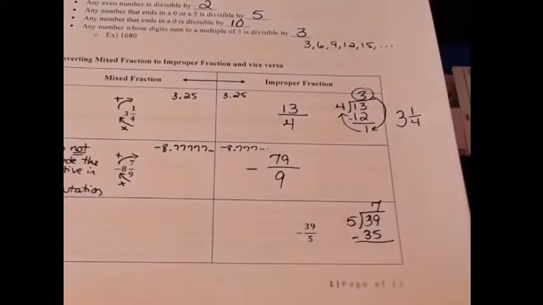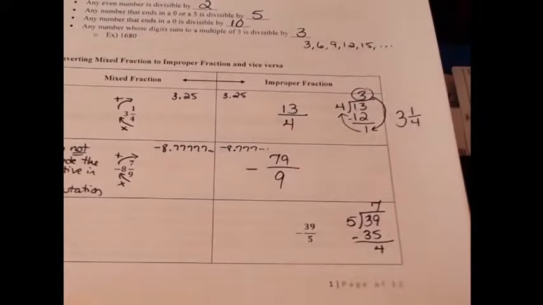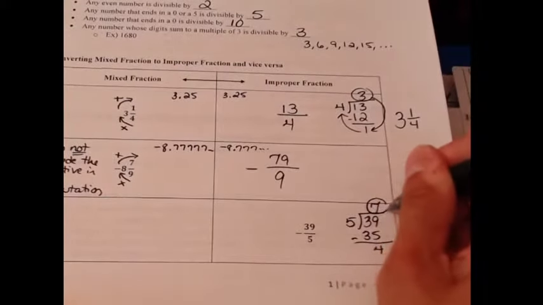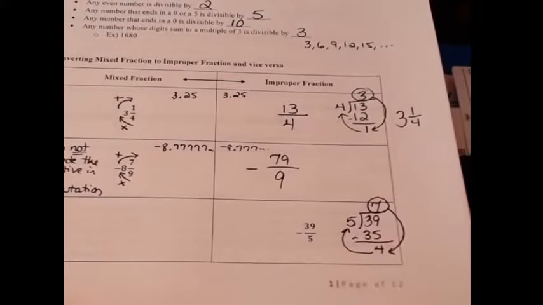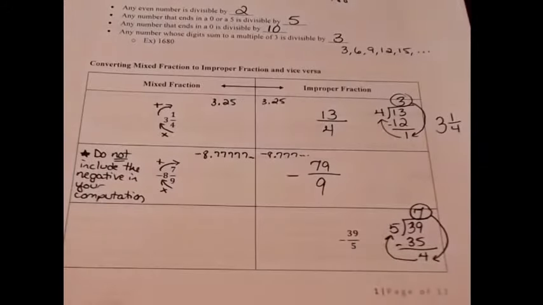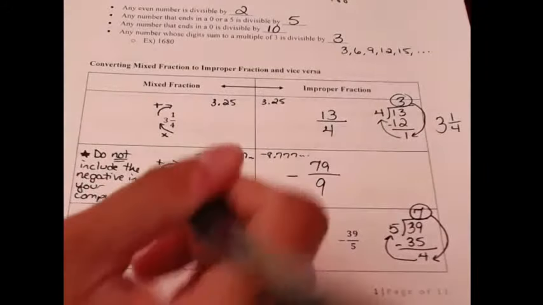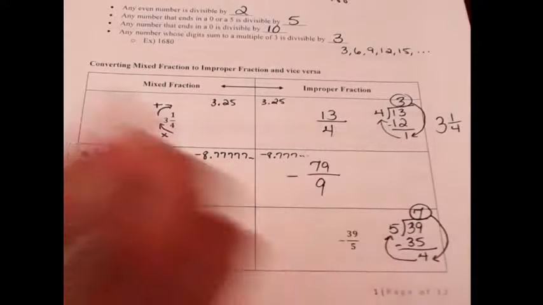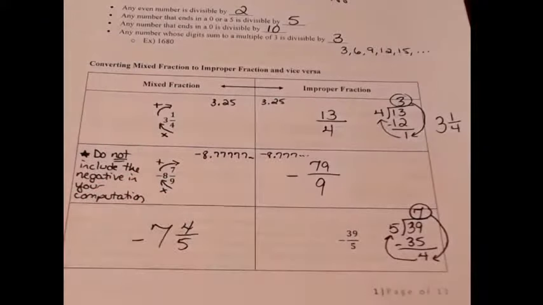Oops, I forgot to write minus up there. So we're going to say, all right, well, 35 is 4 away from 39. And what that means is 5 goes into 39 7 whole times, with 4 left over out of the 5 that we started with. So when we go ahead and write our mixed fraction, we will say 7 4/5. But we do not want to forget that our answer is negative.